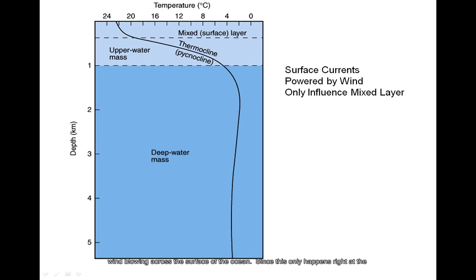Okay, these surface ocean currents are caused, or powered, or driven by wind blowing across the surface of the ocean. And since this only happens right at the top of the ocean, only the water in the mixed layer gets moved by the wind. The water in the pycnocline and the deep water mass will not move as part of these surface currents.